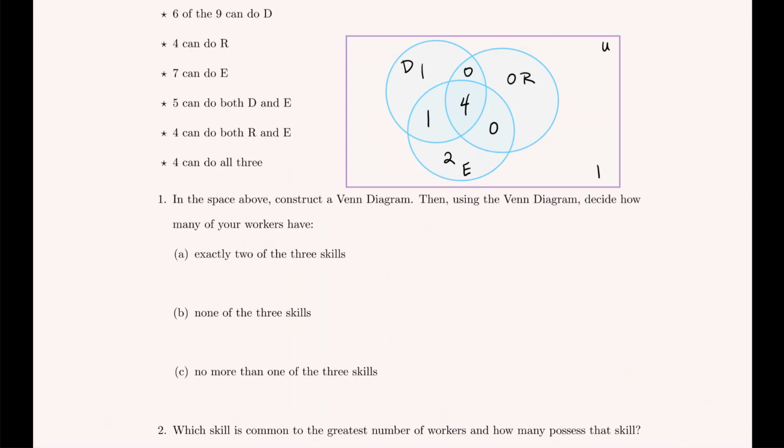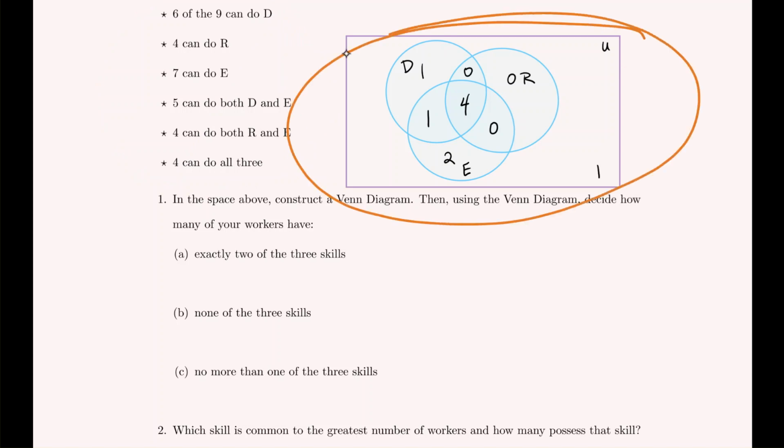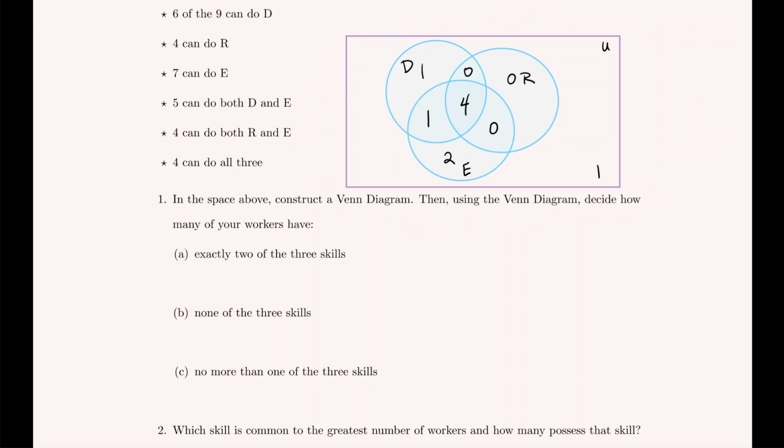So now that we've used our survey information to make a clear Venn diagram that gives us a visual representation of exactly how many workers have which skills and what is the overlap between those, we can answer these questions. So again, remember, most of your time is spent drawing a correct Venn diagram. So how many workers have exactly 2 of the 3 skills? So that means they have just drywall and roofing, just drywall and electrical, or just electrical and roofing.